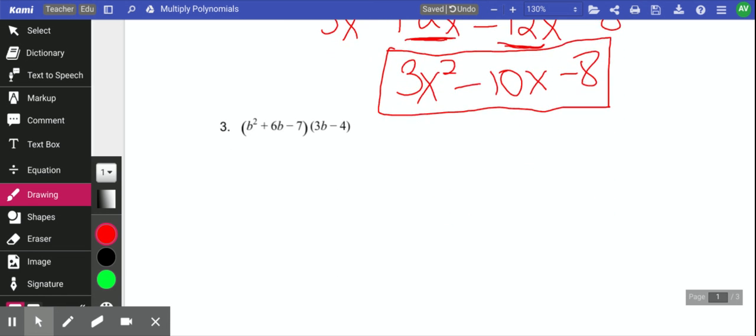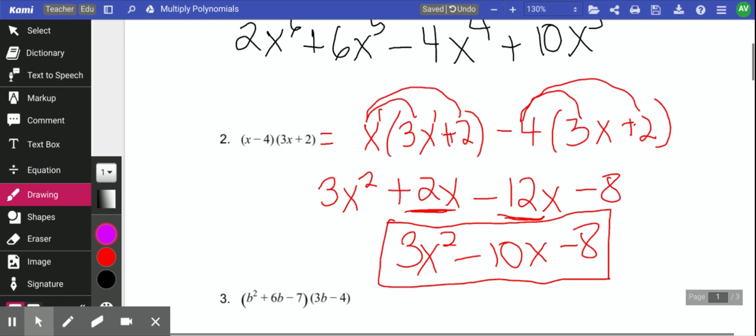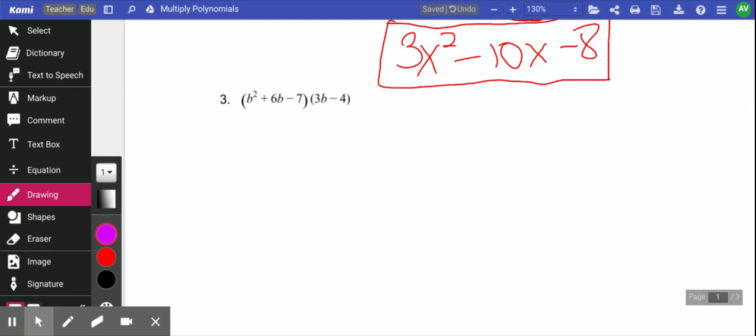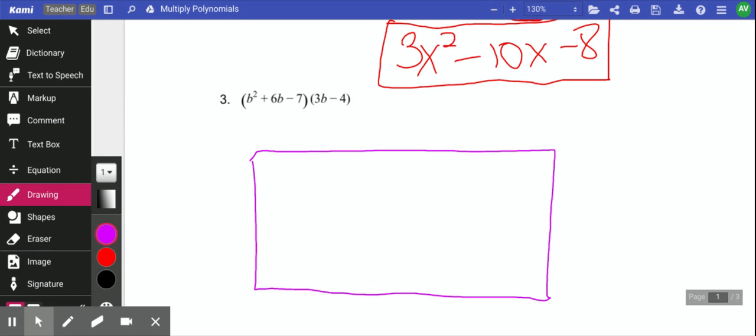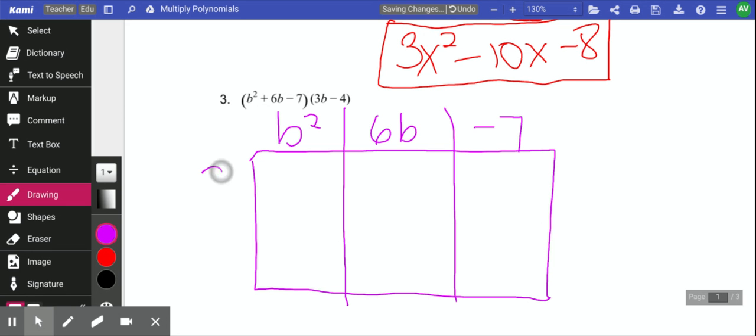All right, I'm going to show you a different method on this one. You could choose to be proficient in all of these different methods, but you certainly don't have to. Pick the one that works for you and then go with that, okay? So for this one, I'm going to do the box method, which is another popular one that I've seen. For the box method, I make a box. Across the top, I'm going to write b squared, 6b, and minus 7. On the side, I'm going to write 3b and negative 4.